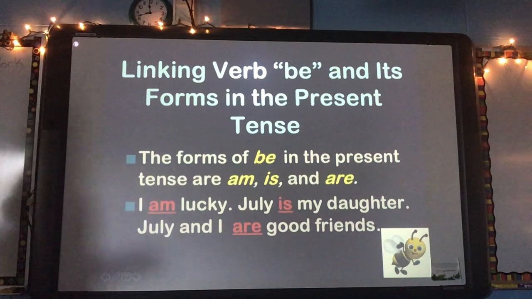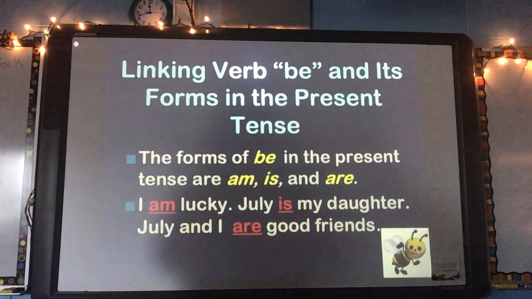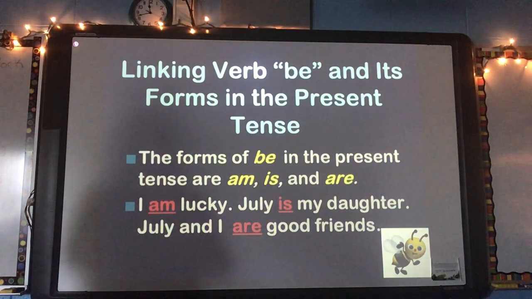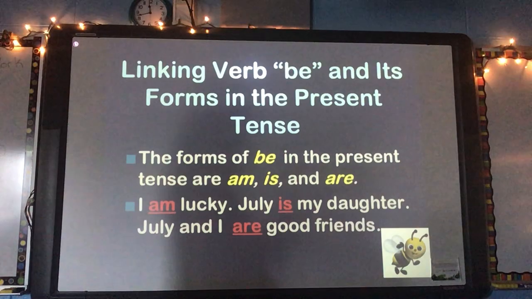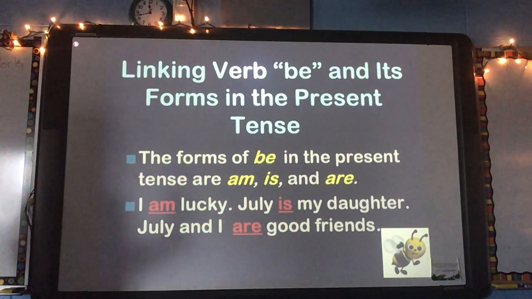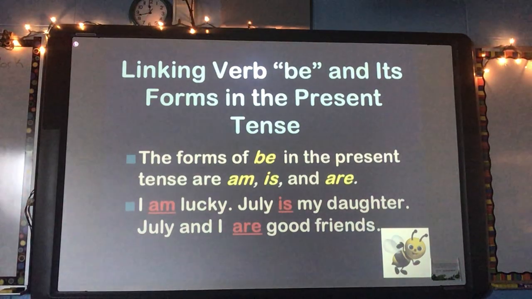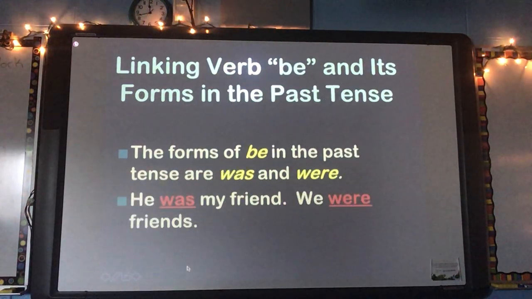So here's some sentences they had as examples. I am lucky. July is my daughter. And July and I are good friends. July is a month, but it also can be used as a name. I know a lot of people who have April as a name or May as a name. They were using July as a name. My sister's name is August.